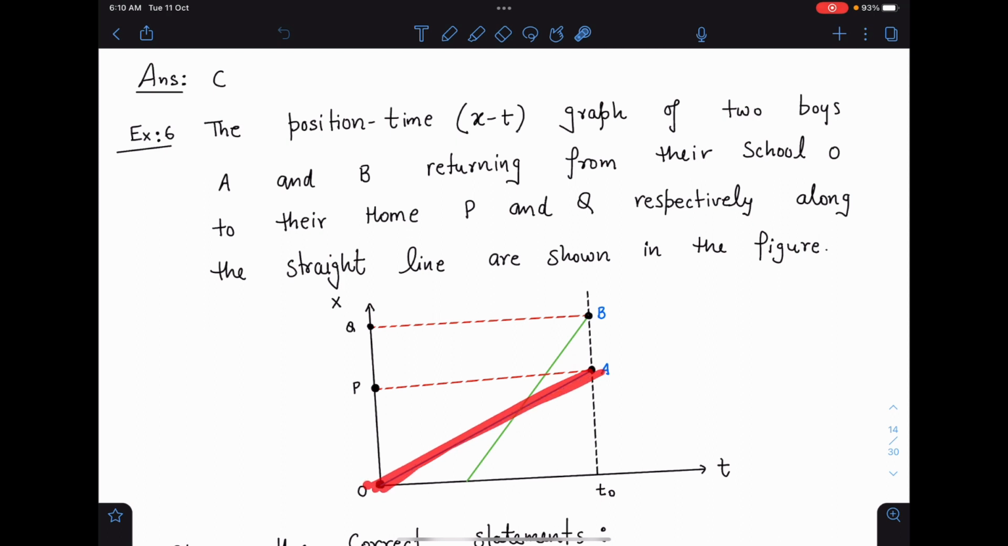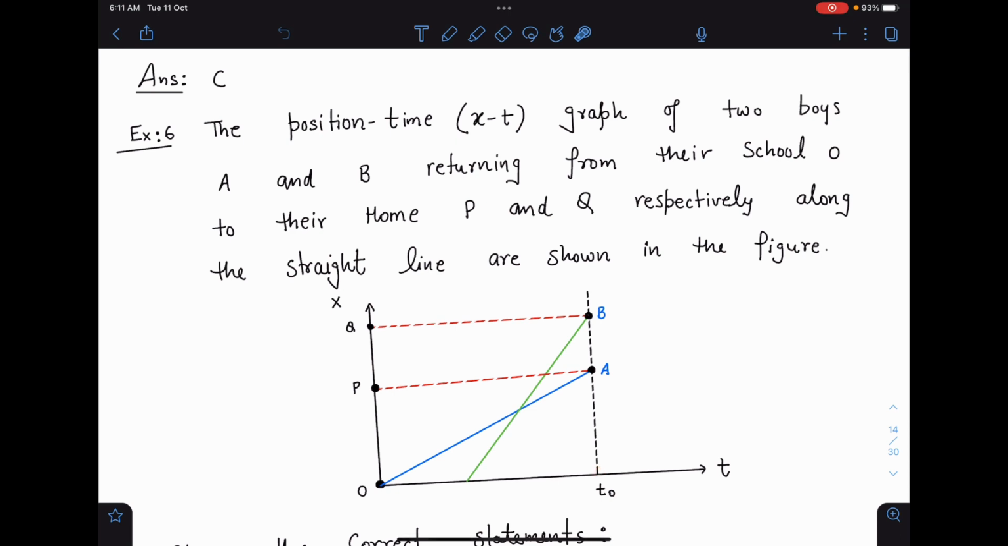So what is the meaning of this? That's the moment at t equal to 0, A starts moving towards his house and A has to reach point P. He's going closer to, and his house is very close to the school. That we can read. And the time taken is the same, both are reaching home at the same time.